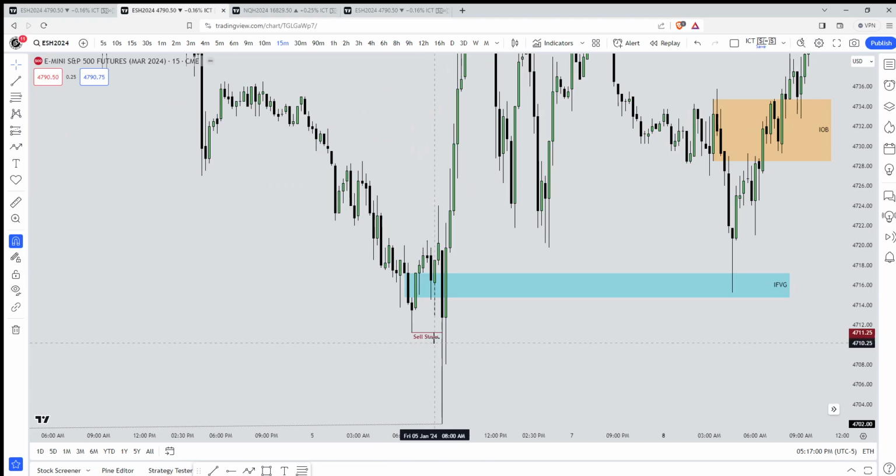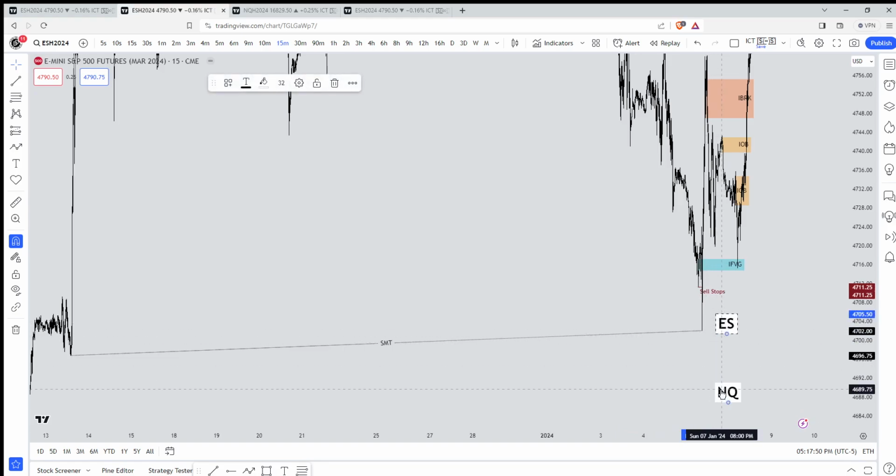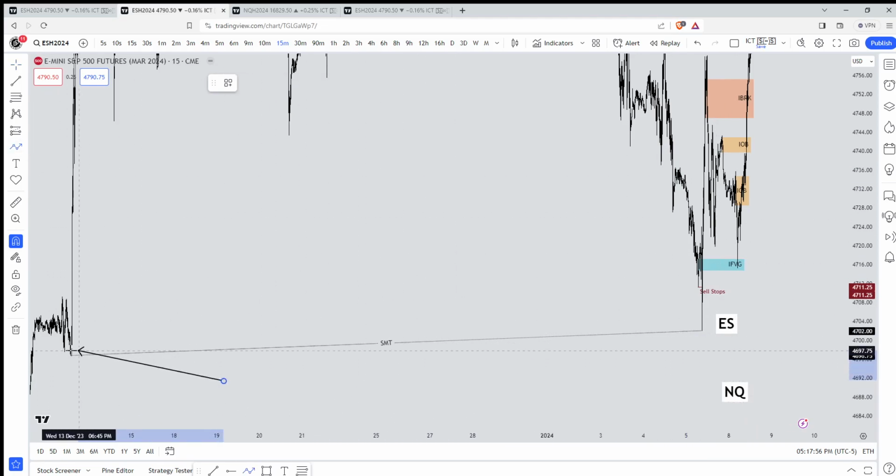As you can see, price took out sell side liquidity. Also, if you zoom out, you'll see between this previous low and this low, we do have SMT with the NASDAQ. So ES is up here, NASDAQ is down here. If you study the higher time frame chart, you'll notice that NQ engaged this liquidity down here.